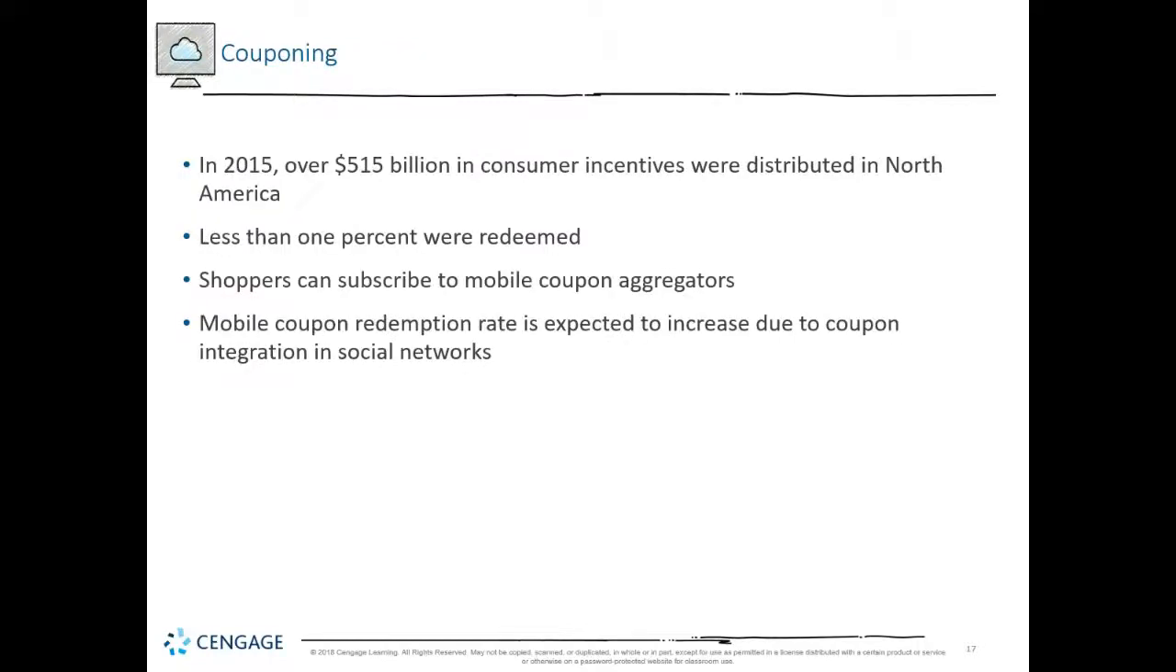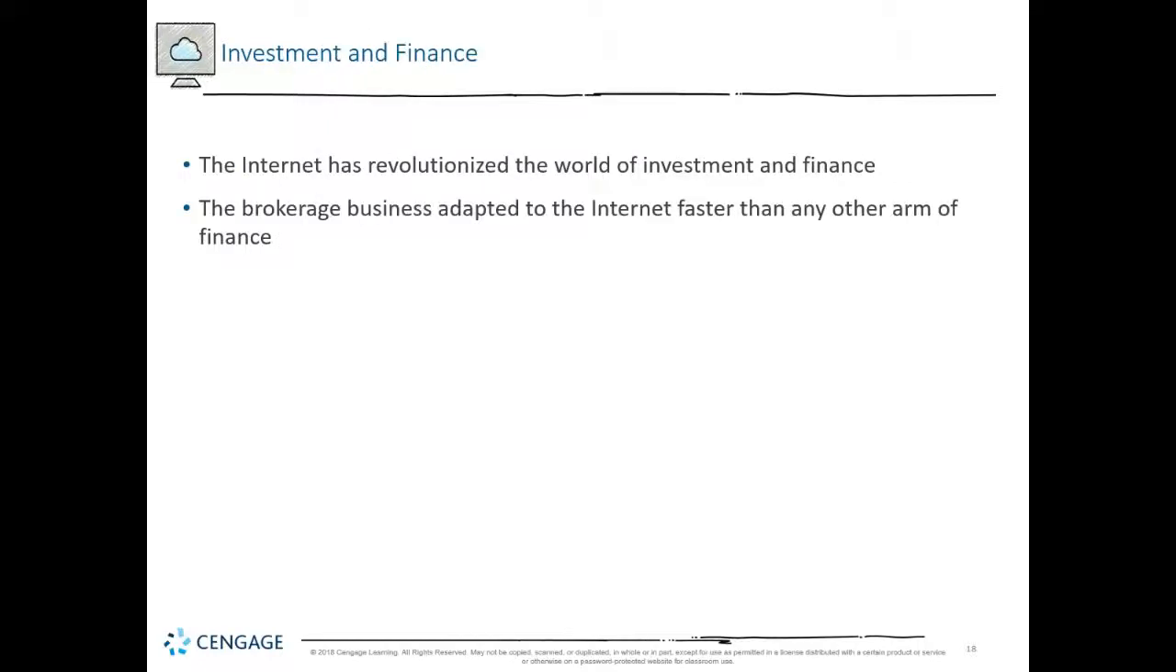Couponing. In 2015, over 515 billion in consumer incentives were distributed in North America. Less than 1% were redeemed. Shoppers can subscribe to mobile coupon aggregators. The mobile coupon redemption rate is expected to increase due to coupon integration in social networks.